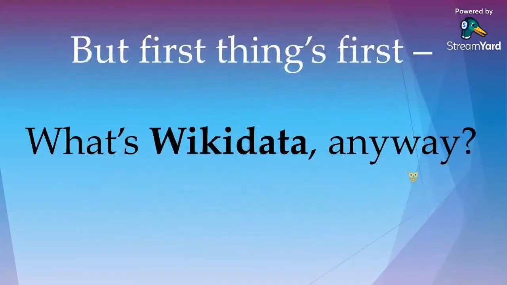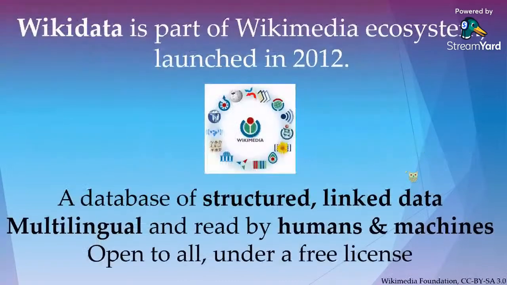And this is why, in a sense, Wikidata is such an important piece of the puzzle of this ecosystem. And what is Wikidata in essence? It's a sister project of Wikipedia, which I'm sure you know. Wikipedia actually has 13 sister projects. It's all part of the Wikimedia movement and Wikimedia ecosystem. This project was launched in 2012, and it is essentially a database of what we call structured linked data.